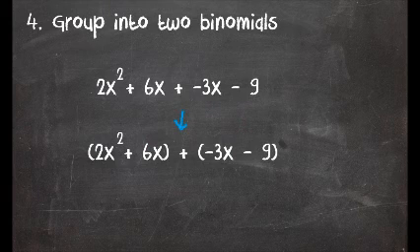Step 4 says to group this new polynomial into 2 binomials. I take the first 2 terms, 2x squared plus 6x, and group them into their own binomial. The next 2 terms, negative 3x minus 9, into its own binomial.